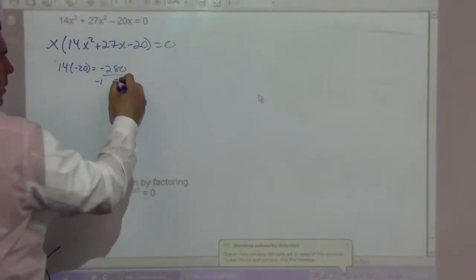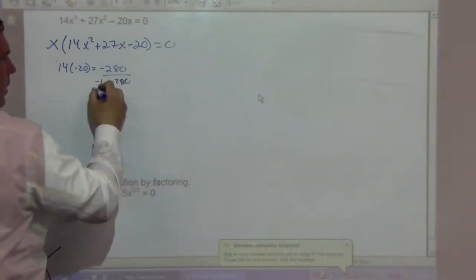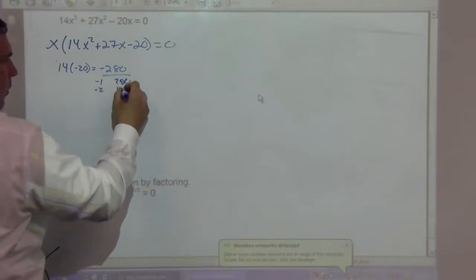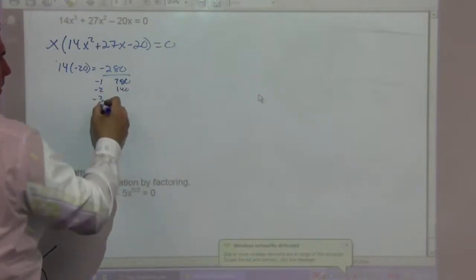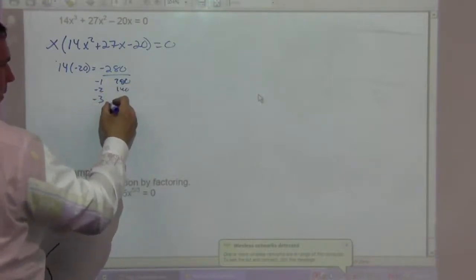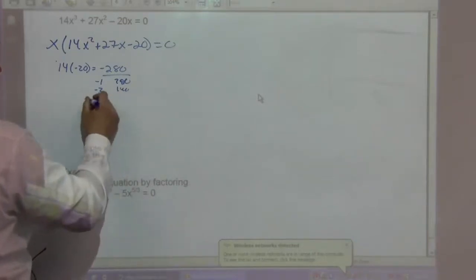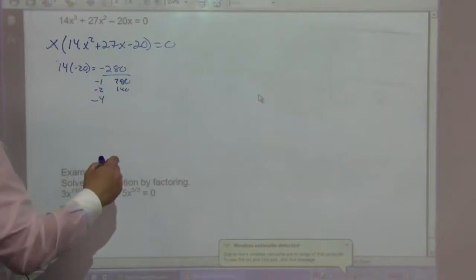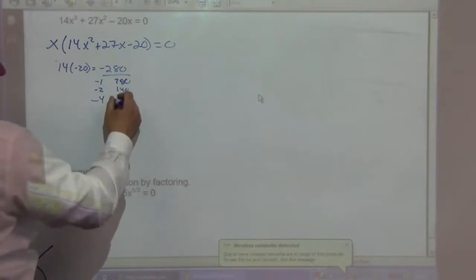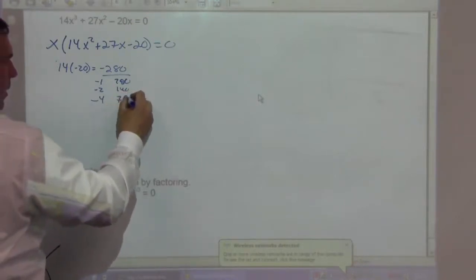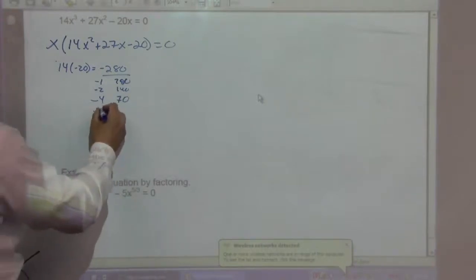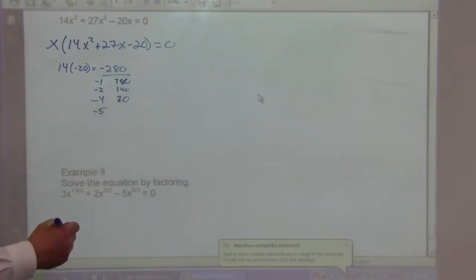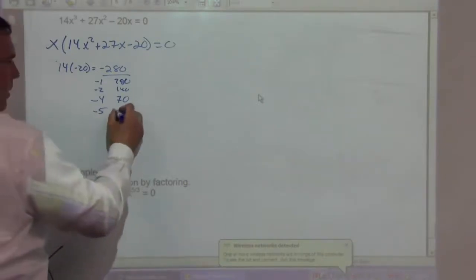Negative 1, 280. Negative 2, 140. Negative 3. Will negative 3 work in that? No, I don't think so. Negative 4 will. 4 times what is 280? That's going to be 70. Okay, we're getting closer. Let's try 5. 5 times what is 280? I want to say 56. Yeah, 56 would be it.